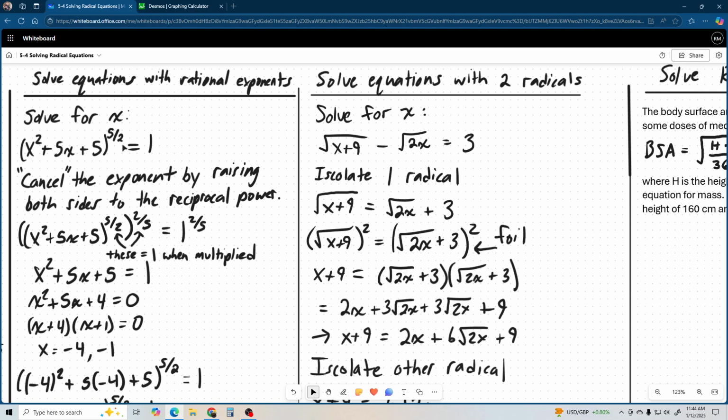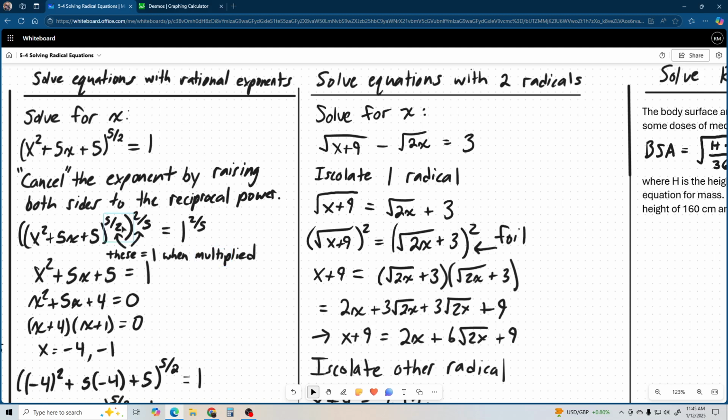So let's go through this. We cancel the exponent by raising both sides to the reciprocal power. In other words, if I have (x² + 5x + 5) to the 5/2, and I raise that whole thing to the 2/5, and then I also raise 1 to the 2/5, because they have to do the same to both sides, you'll notice that the 5/2 and the 2/5 are going to equal 1 when they're multiplied together.